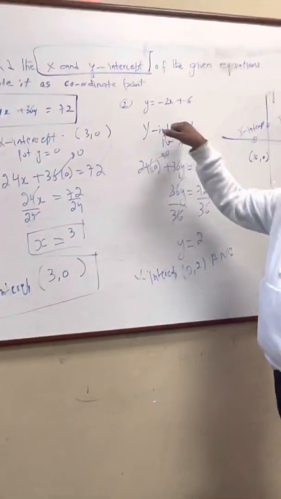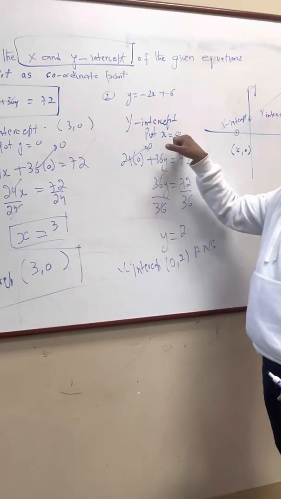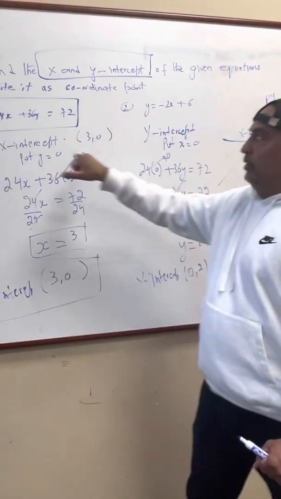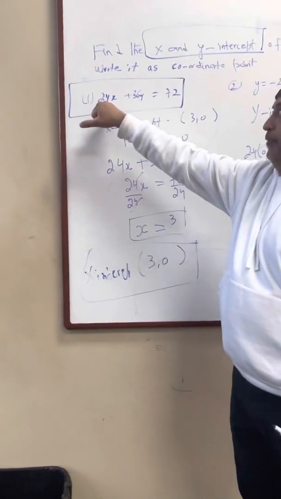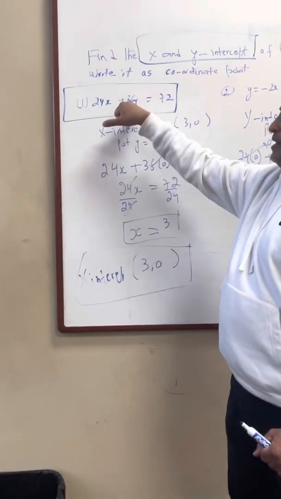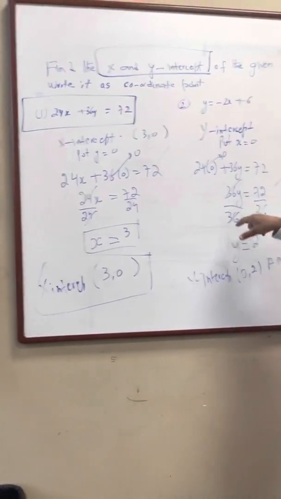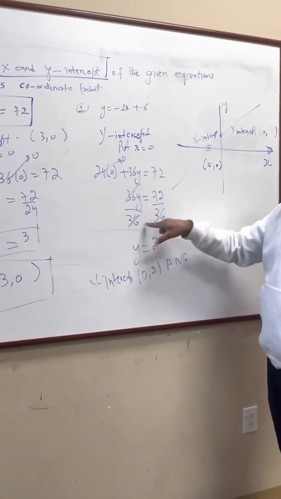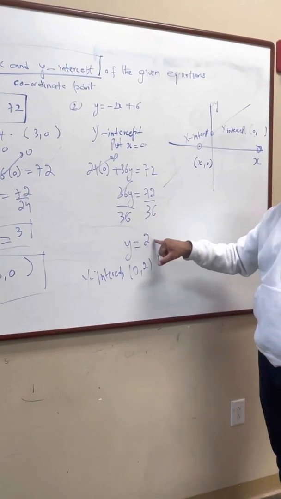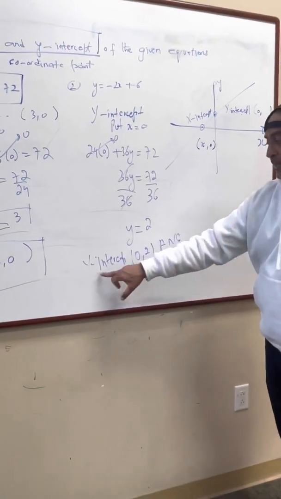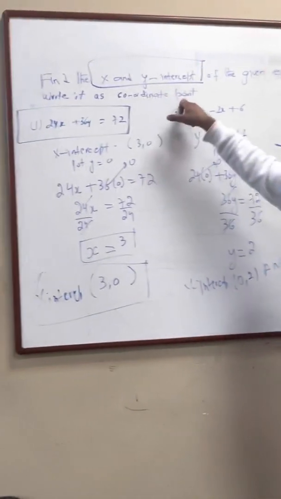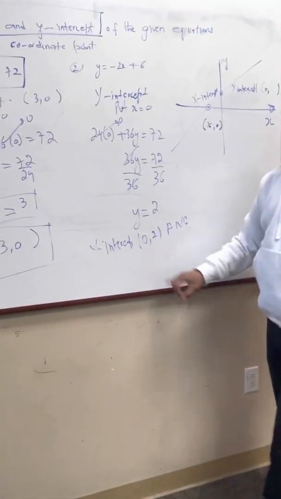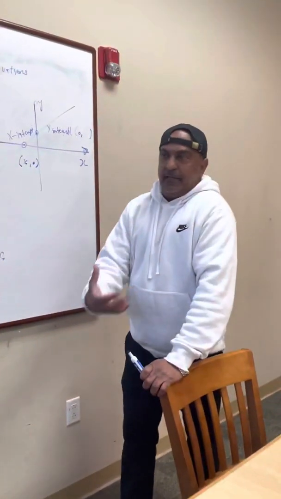In order to find the y-intercept, we put x equal to 0. When we put x equal to 0, this term vanishes because 24 times 0 is 0. What's left? 36y is equal to 72. Dividing both sides by 36 gives you y is equal to 2. And the y-intercept in terms of coordinate points will be 0, 2.